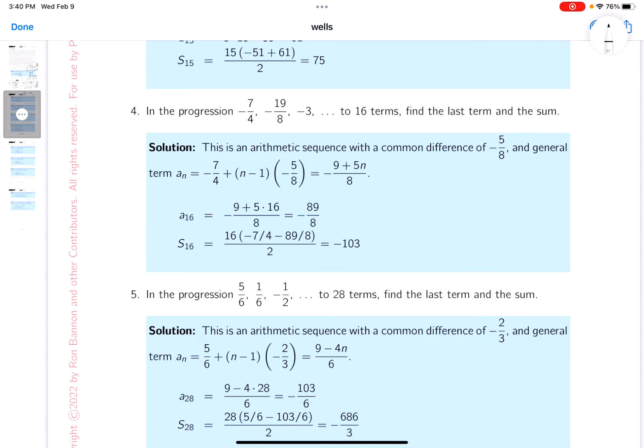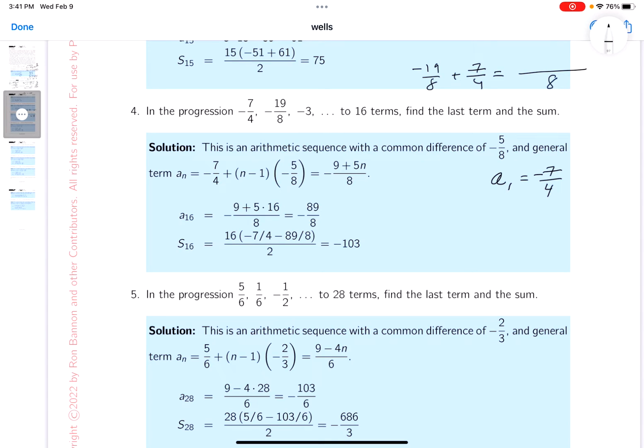Okay, this really is more of a challenge because there's fractions involved. But again, I'm assuming it's an arithmetic sequence, and I'll write this down. A1, looking at the first term, is minus 7 quarters. And the common difference, I'll write it down for you. I have to do the arithmetic. It's going to be minus 19 eighths minus minus 7 quarters, which is plus 7 quarters. And yeah, it's more of a challenge because there's a fraction involved.